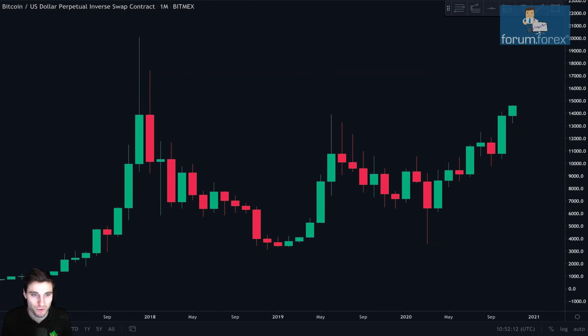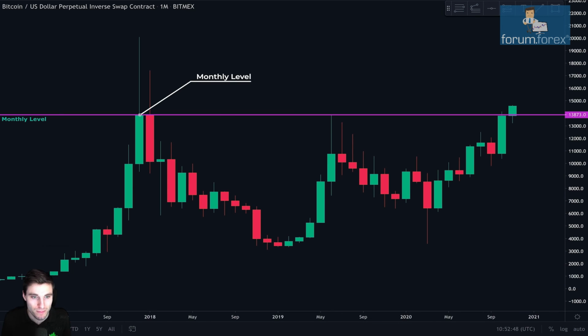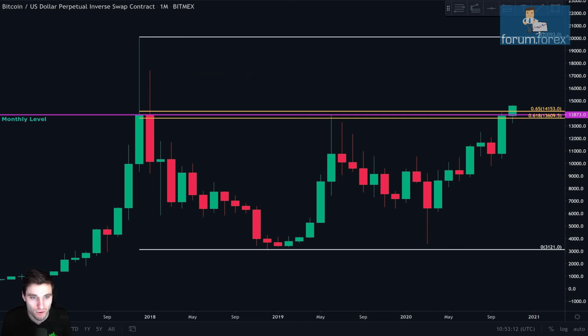This is the Bitcoin USD chart on the monthly time frame. Why did the price stop exactly at this level? First, we spot that this is a monthly level that acted as resistance, so we draw it. Then, if we take our Fibonacci retracement from high to low, we clearly see that we had confluence between the CC and the monthly level, making it a very high resistance region.